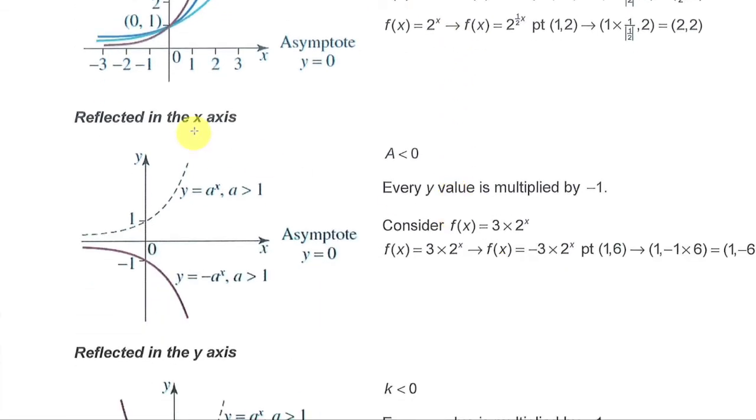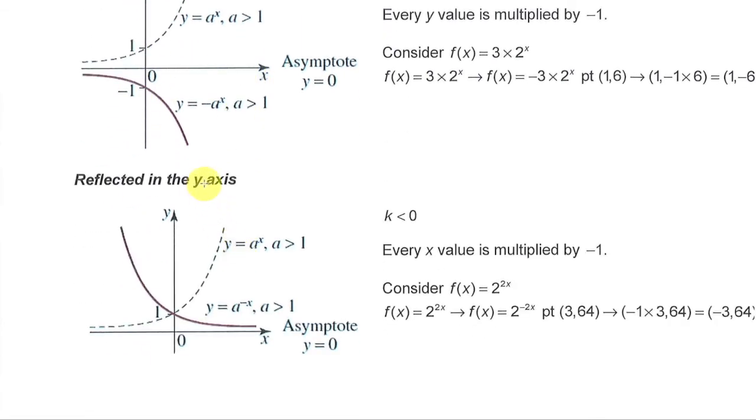We're reflected in the x-axis. What will that look like? So you can see that just there, not too hard to digest. Reflected in the y-axis. So if all of a sudden we had a negative in front of the x, you can see what was an increasing exponential will become a decreasing one.